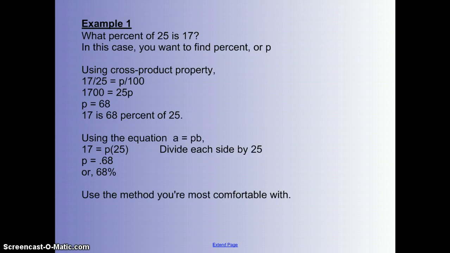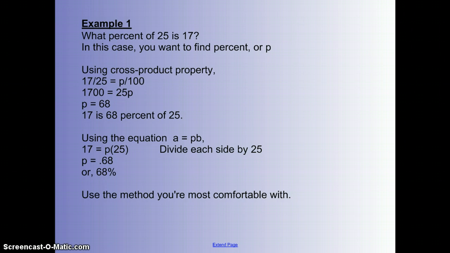In example 1, we want to know what percent of 25 is 17. In this case, you want to find percent P. So we're going to use the cross product property the first time. Today it's 17 over 25 equals the percent divided by 100. In this case, when we cross multiply, 1700 equals 25p. So p equals 1700 divided by 25, or 68. 17 is 68% of 25.